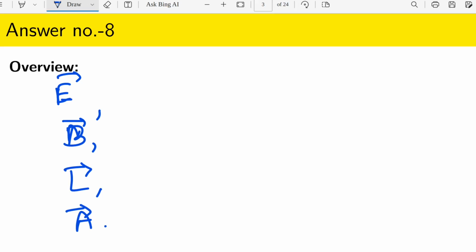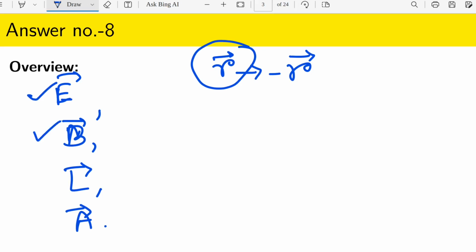Basically, under parity, a quantity is odd or even. So how can I say that? Let's say I have the r vector, which I am going to take as minus r vector. Parity means whatever the distance, r will be changed to minus r. And if r is changed to minus r, then I will check what will be for E, what will be for B, what will be for L, and what will be for A.